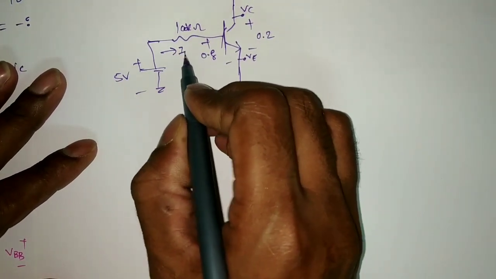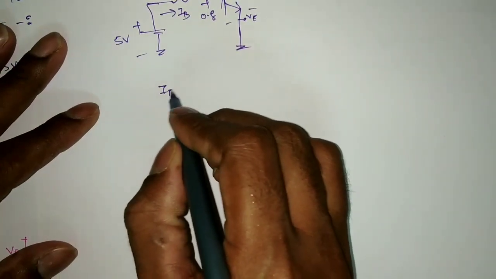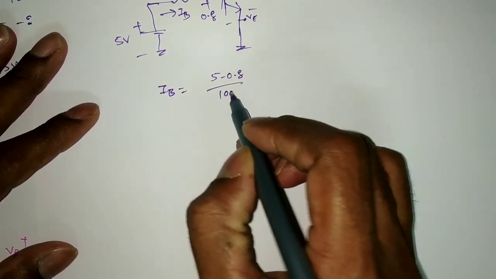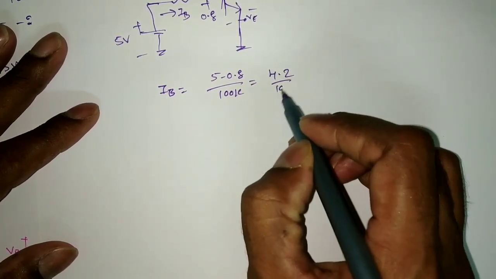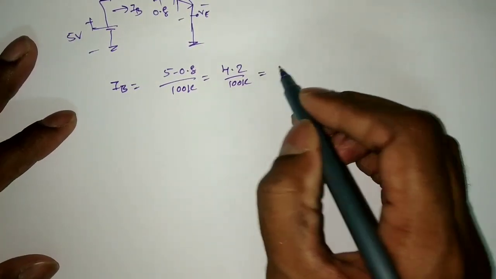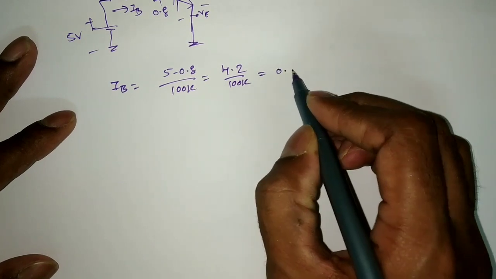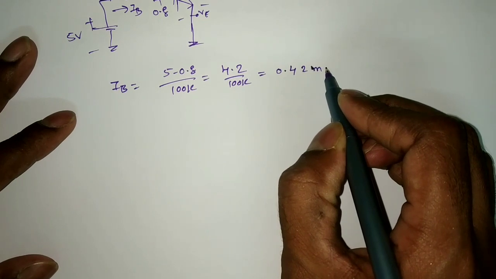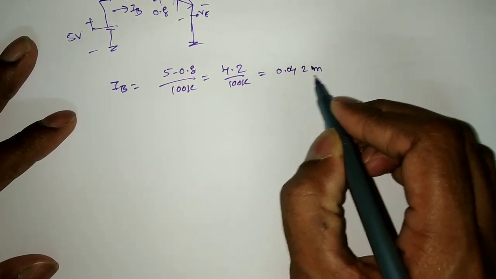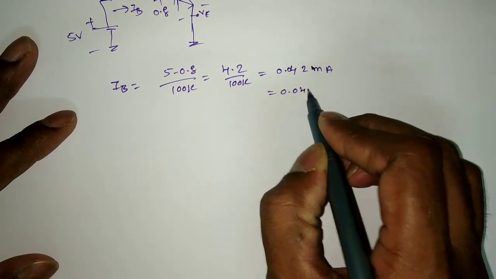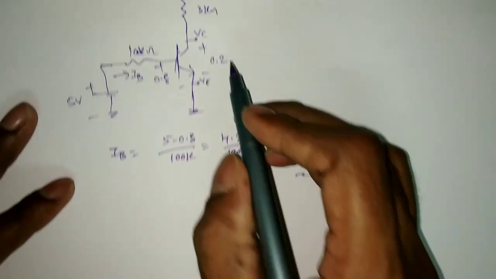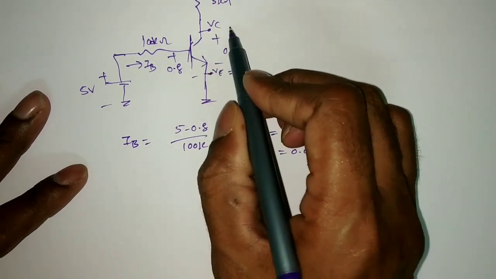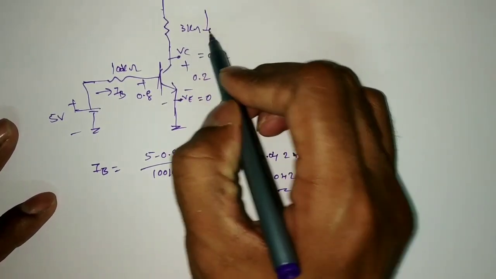So again IB. So apply KVL. Directly I can write IB is equal to 5 minus 0.8 by 100 kilo. So it is 4.2 by 100 kilo. Or we can say 0.42 milliampere. No, 0.042 milliampere. So 0.042 milliampere. Then VE is connected to ground. So it is 0. That means what is VC? 0.2 volts. Then what will be the IC?